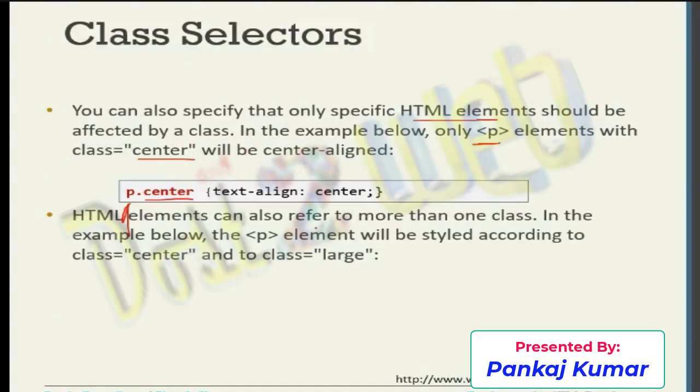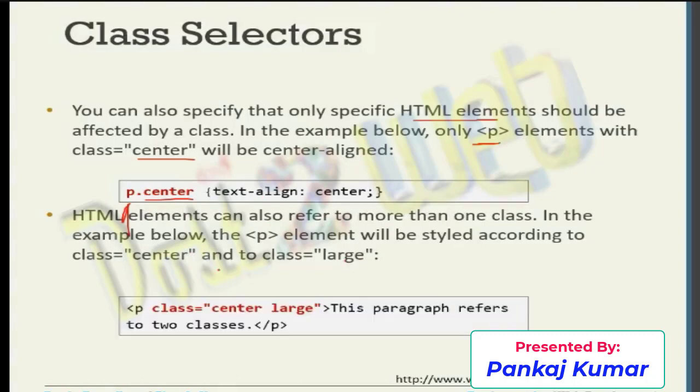An HTML element can also refer to more than one class. We can see the example here. Just as we define class equal to center, you can also use class equal to large. You can see here I'm using a paragraph with the class selector, then center and large. So this paragraph refers to two different classes, and it will take styles from both. That also we can do using the class selector.